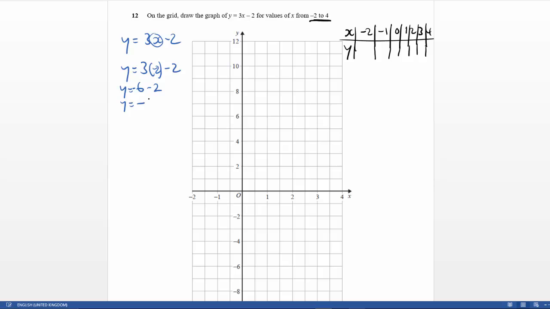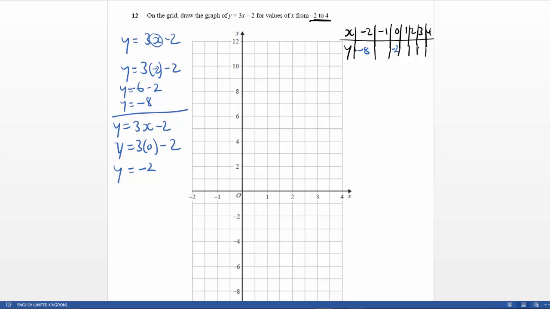So y is equal to -8 for this one. Yeah? Let's do the next one. Let's do 0 actually, because that way we don't have to keep going through all of them. Let's say now we've got y is equal to 3x minus 2. Now y is equal to 3, put 0 in place of the x, minus 2. We all should know that 3 times nothing is nothing. So you're just going to end up with -2. So when x is 0, y is -2. Okay, just write that there.